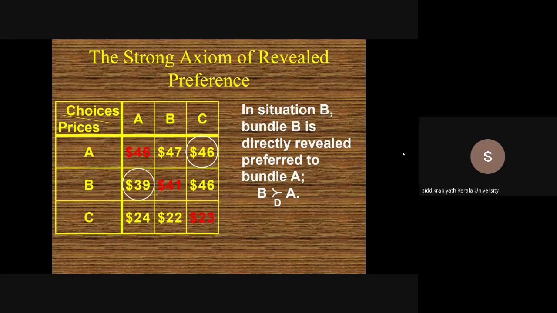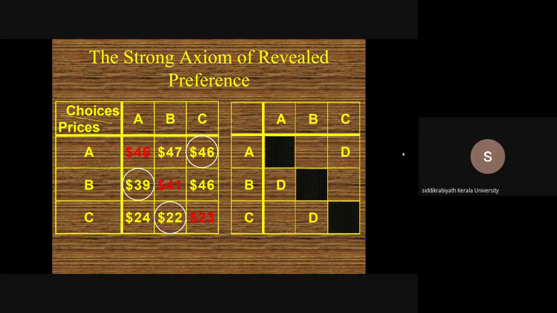Now in that case, what happens in the second case? In situation B, if you have a 39, that is also directly revealed preferred to 41. And in the 22 case also, as per the assumption, what is being chosen is, because 23 is preferred over 22. So you have the case. Now the directly revealed cases, that is all the circled D numbers, which are directly preferred.